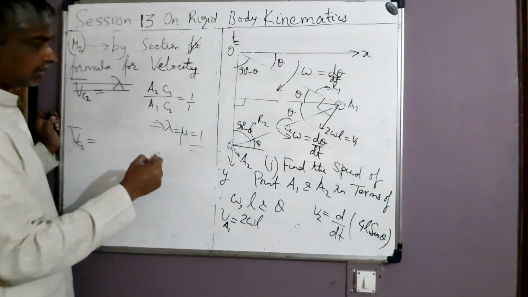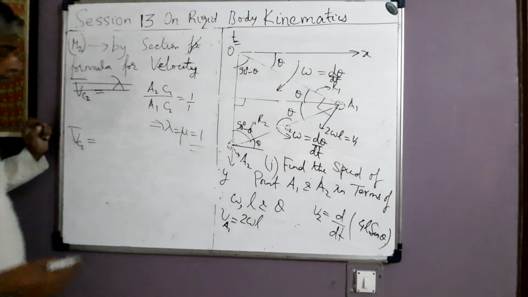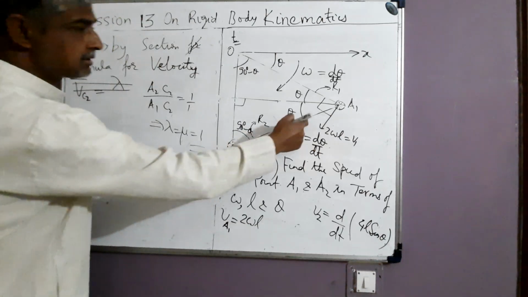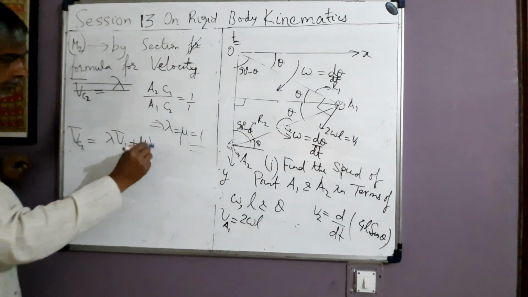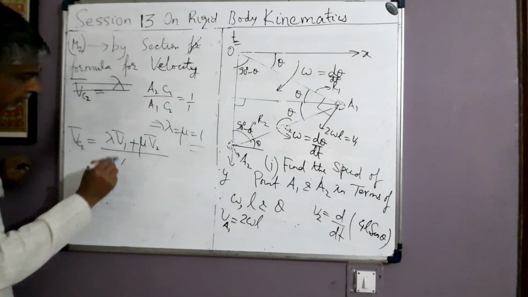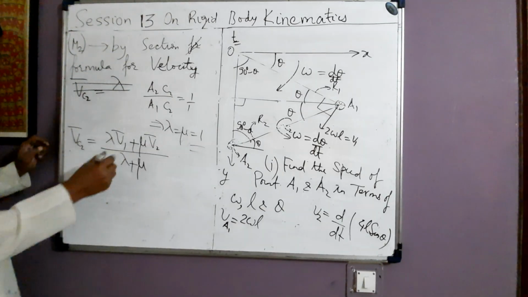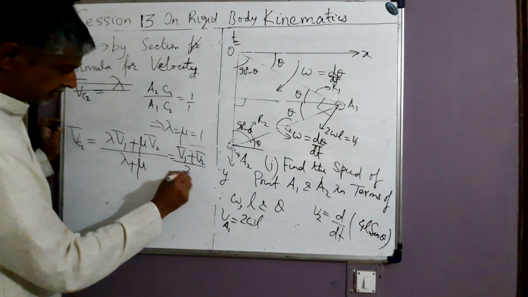Now I write down the section formula for VC2. Here lambda is this and mu is this. VC2 becomes lambda times V1 plus mu times V2 by lambda plus mu. So lambda and mu are both equal, they cancel out. So this becomes V1 plus V2 by 2.